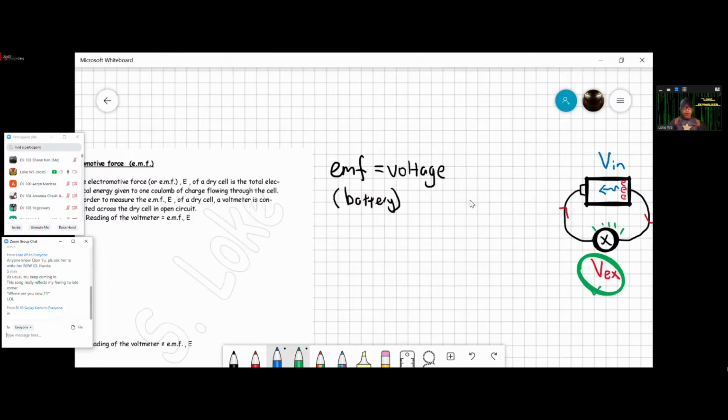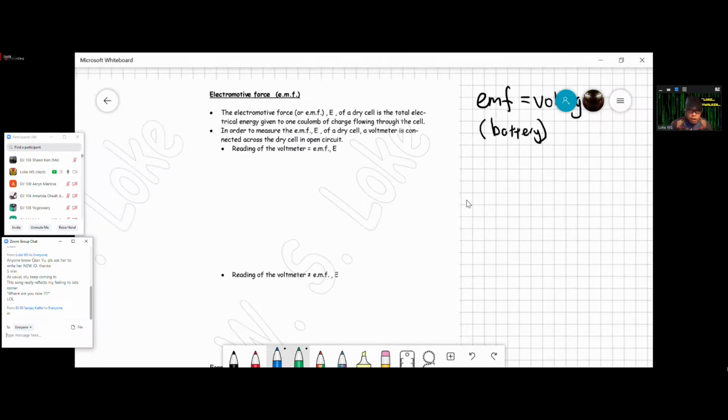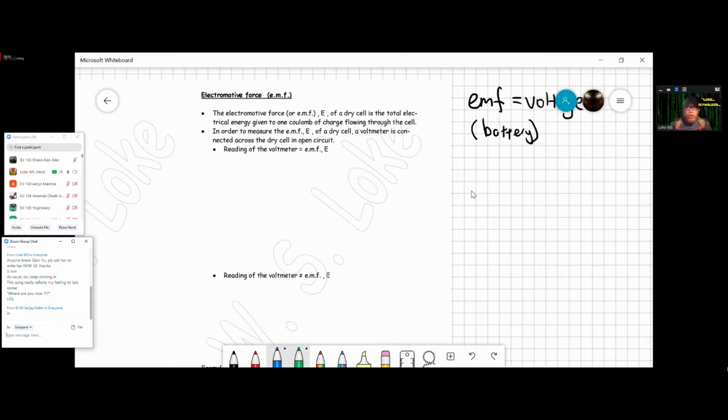Bagaimana kita boleh ukurkan dia? Look at this, copy later. Okay, how are we going to do that? So kalau kamu nak ukurkan dia, you kena sediakan satu dawai ataupun sediakan satu litar.